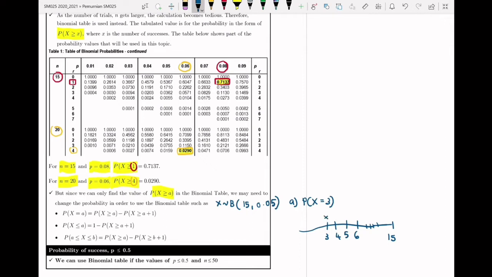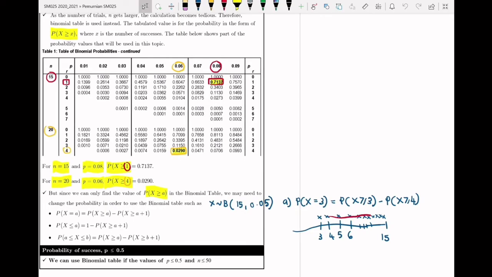So what we need to do is P(X ≥ 3) minus P(X ≥ 4). Because if we have P(X ≥ 3), we will have the values from 3 to 4, 5, 6 up until 15. But we don't need the values X greater than or equal to 4, so we omit these values. So we only have P(X = 3).